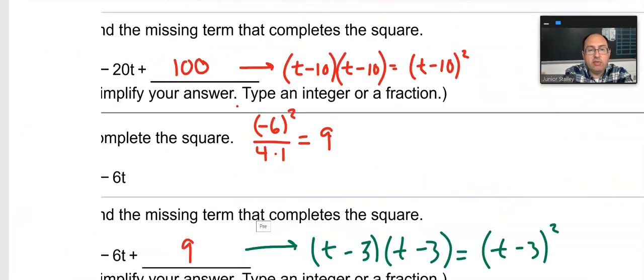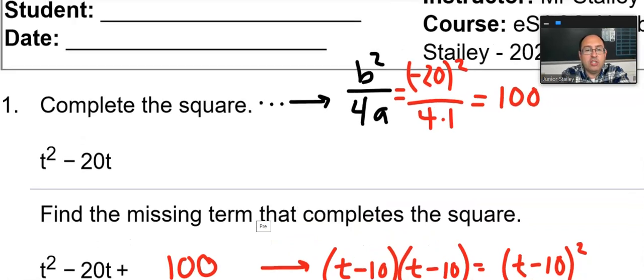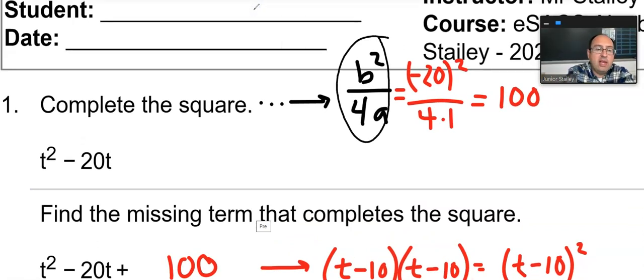All right, so let's come over here and see what it takes to complete the square. Remember that little trick I showed you? B squared over 4a? Here it is. And so we have, remember, ax squared plus bx.